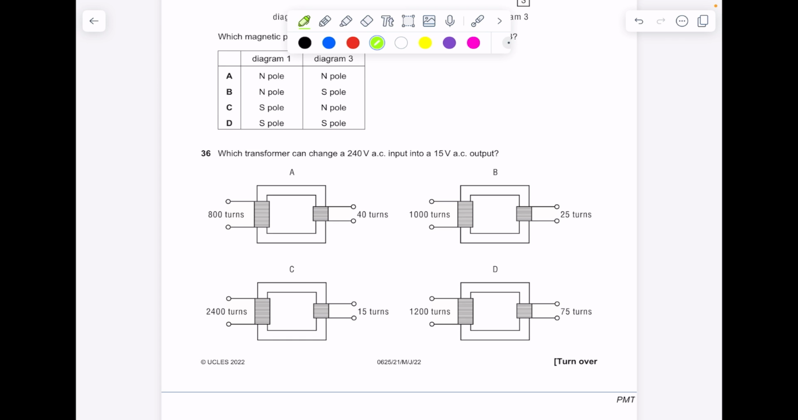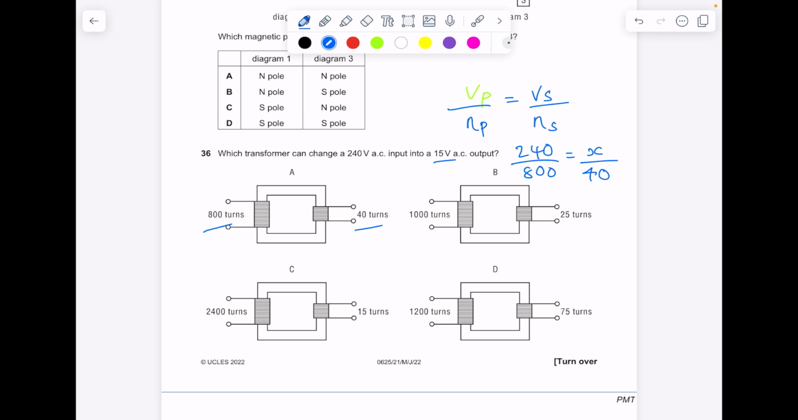Which transformer can change a 400 volt alternating current input into a 15 volt alternating current output? So you want this: voltage primary over number of turns primary equals voltage secondary over number of turns secondary, then sub in all the values. Let's put voltage secondary as our X. The number of turns primary for A is 800. Number of turns on the secondary is 40, so solve that for X. So X is 12 in this case, which isn't what we want because we want 15 as our answer.